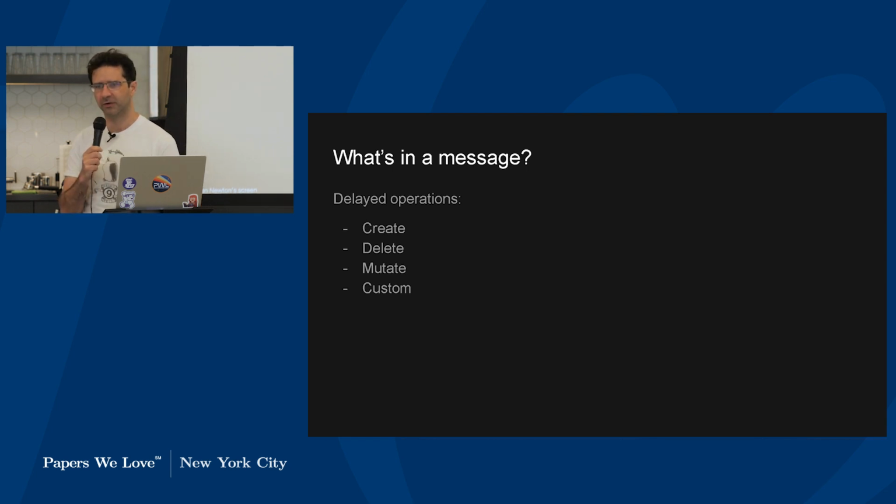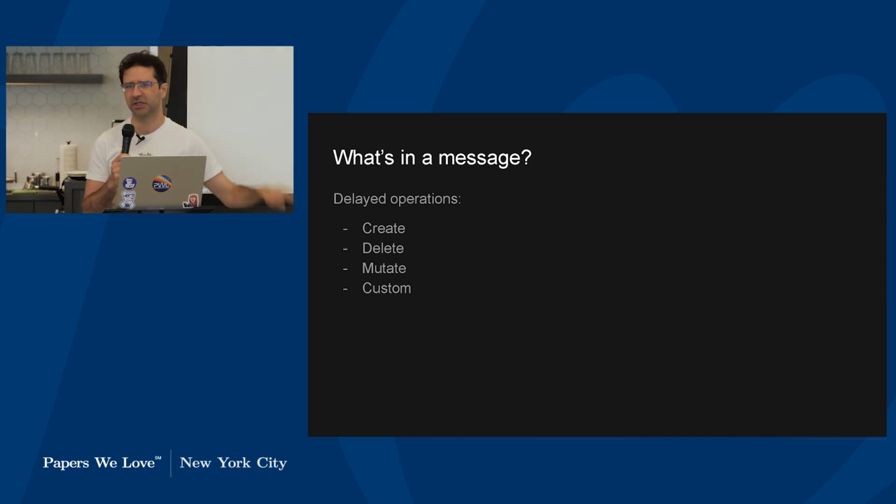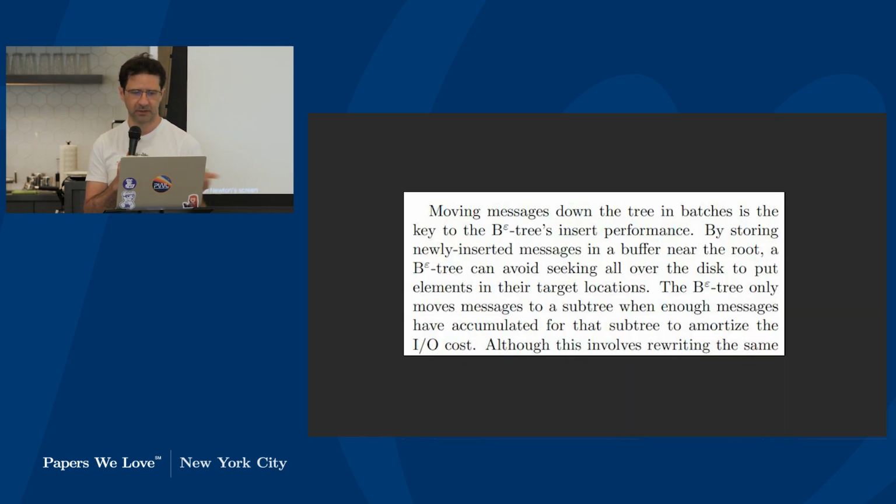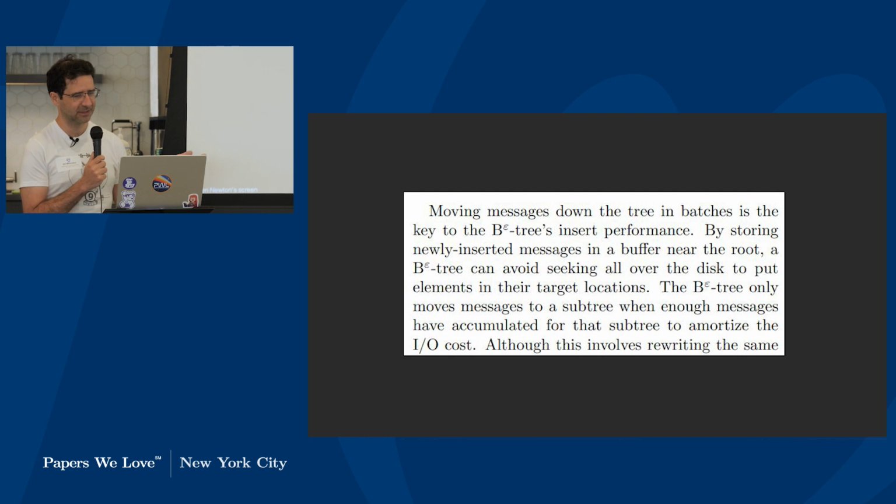Mutations, this is kind of where the write optimization starts to really come in. If you want to modify a value, you don't need to read it back before you modify it. You can just insert a mutation for the value into the tree blindly, and eventually it'll get applied. Or you can do your own custom things. So why? I think this covers it.